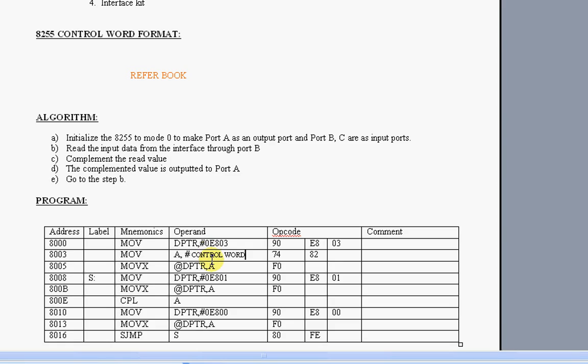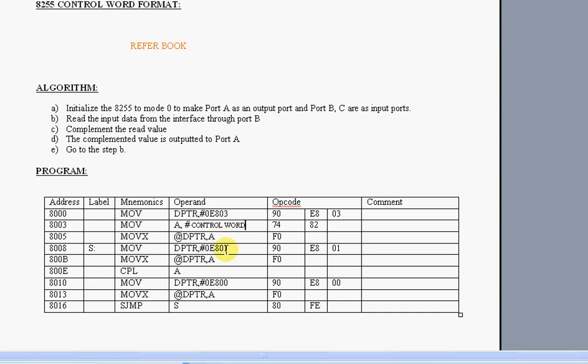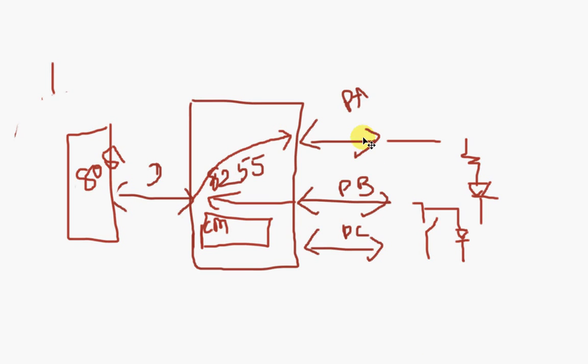So here you should know the addresses, right? What is the address of port A, port B and port C, and of the control word? The address for port A is E800, which is how it is connected in your trainer kit, which could be anything, but the trainer kit we have in our lab is connected like that.